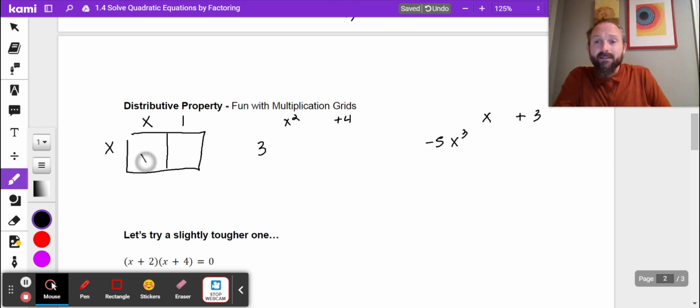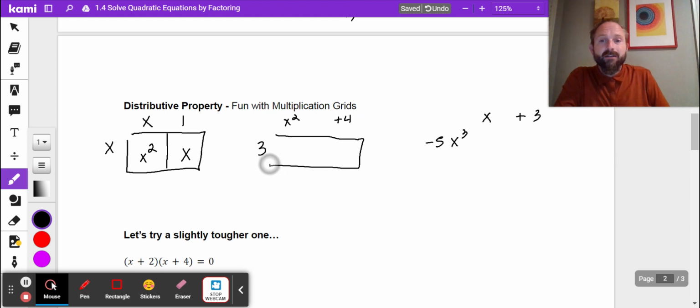So x times x, x squared, 1 times x, x. So this is x squared plus x. The next one right here, we have 3 times x squared, so 3x squared, plus 3 times 4 is 12. So this is 3x squared plus 12.